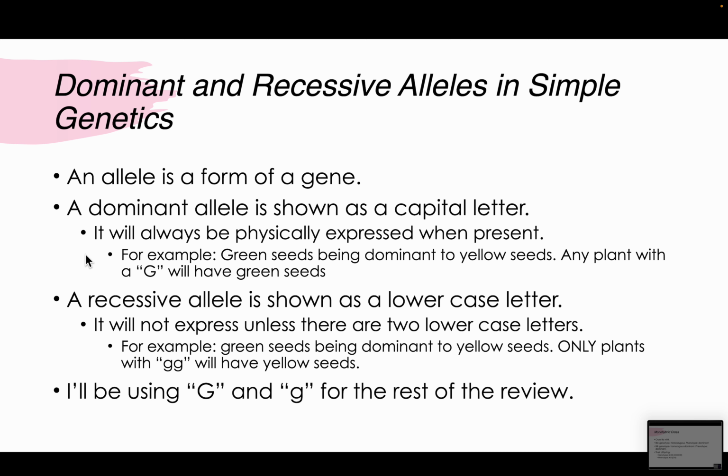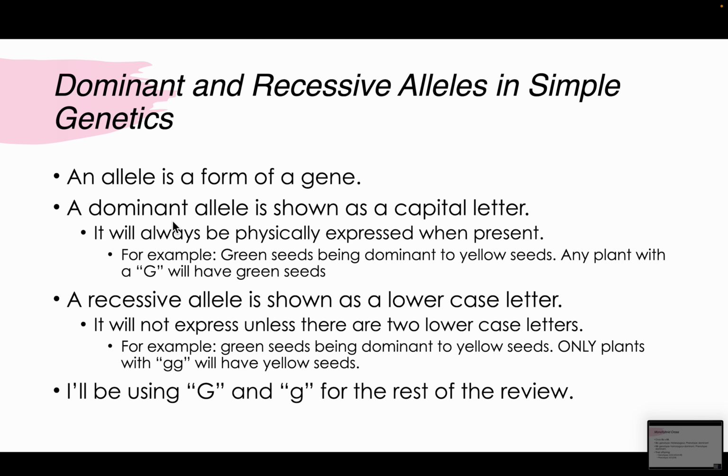So, dominant and recessive alleles, this is only for simple Mendelian genetics. This is the basic stuff you usually learn in your freshman year of high school or whenever you first take biology. So to start with, an allele is a form of a gene. It's just basically what version you have. It's just a section of DNA.